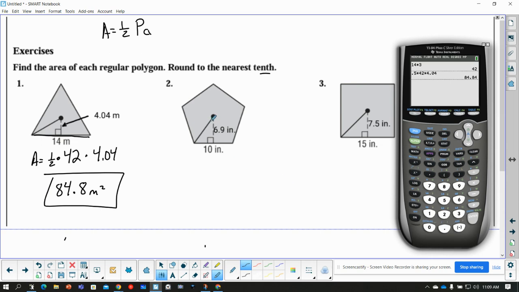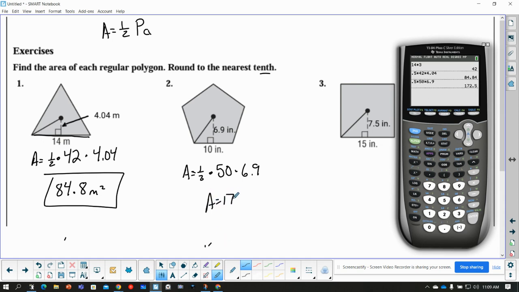Okay. Next one. Got 5 sides here. So the perimeter, if one side is 10, I don't need my calculator for that. 10 times 5 is 50. So area equals 1/2 times the perimeter of 50 times the apothem of 6.9. And so we're going to do 0.5 times 50 times 6.9. 172.5. Okay, so area equals 172.5, and it's inches, so it'd be inches squared.